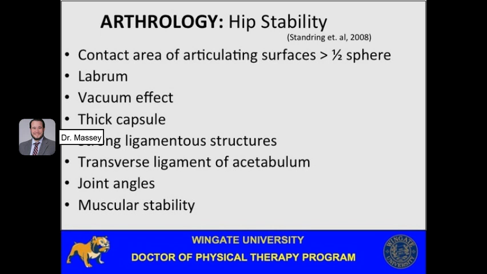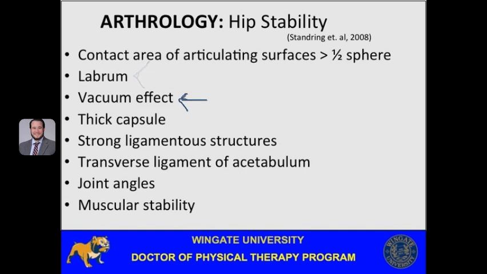So we have a lot of different things that are going to aid in stability of the hip here. So of course that bony congruency, that contact area of the articular surfaces being described as about a half a sphere on that articular head, on that femoral head there. The labrum, which is going to be an expansion of that acetabulum, or a fibrocollagenous expansion there. It's going to help with stability, our vacuum effect. So we basically get a vacuum in between the two structures there.